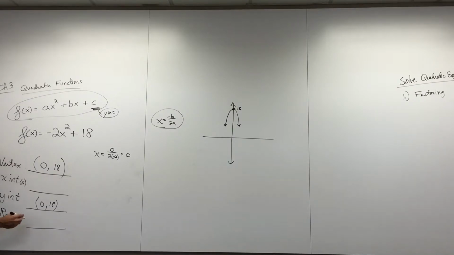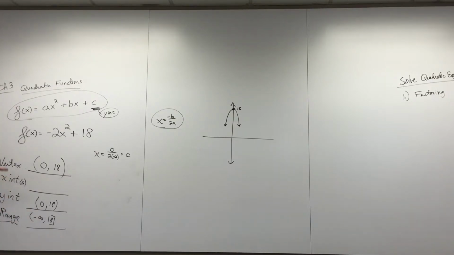Okay. I think I heard you. Negative infinity is the lowest place. Up to 18 is the highest place. That's a good way to say it. Low to high. Left to right, low to high.